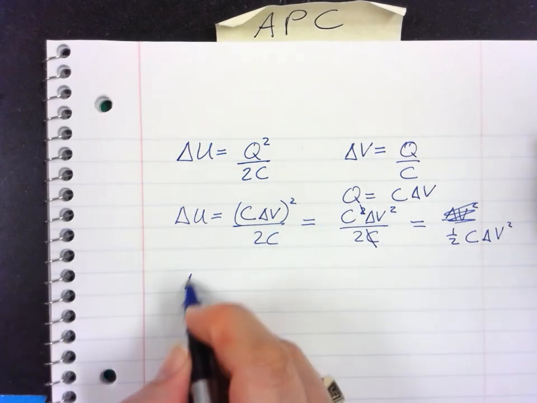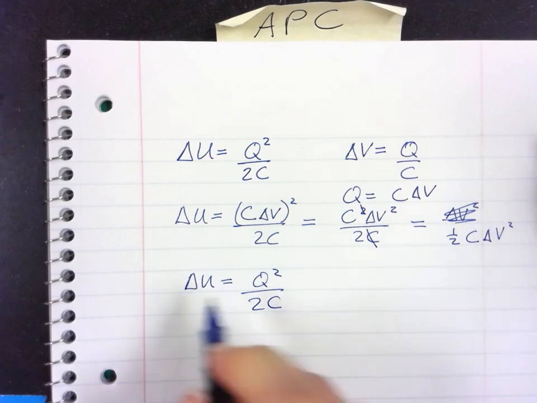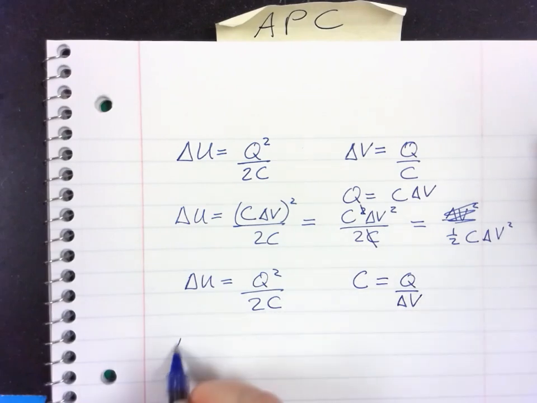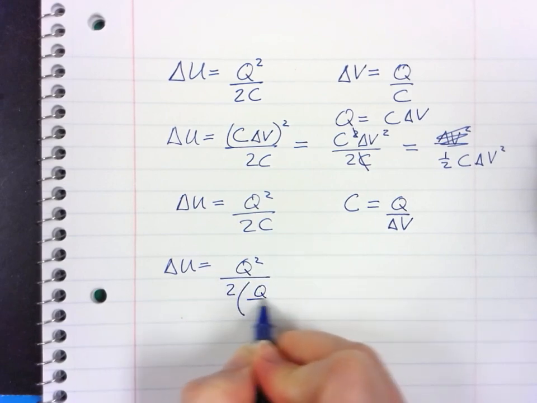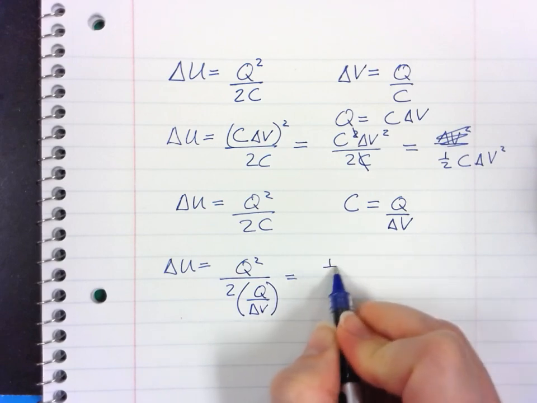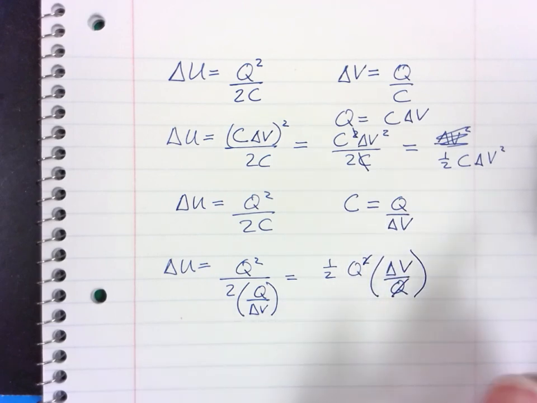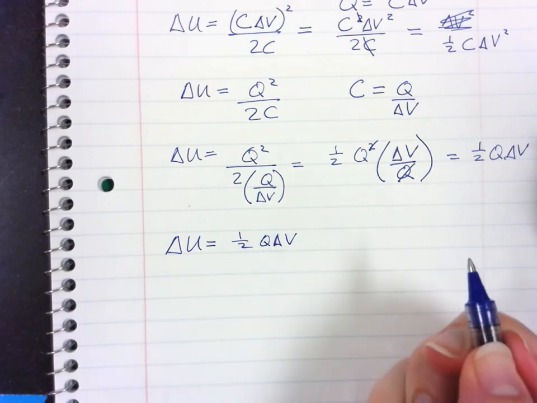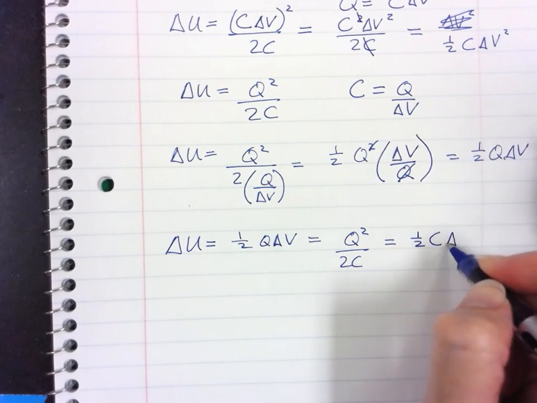So again, if I go back to the one I got from the derivative, the integral, delta U is this, and C is Q over delta V. So delta U equals Q squared over 2 times Q over delta V. So this is 1/2 Q squared times delta V over Q. And so one of the Q's cancels, and I get 1/2 Q delta V. Okay, to summarize, delta U, I personally always remember, is 1/2 Q delta V. Then it's also Q squared over 2C, and it's 1/2 C delta V squared.